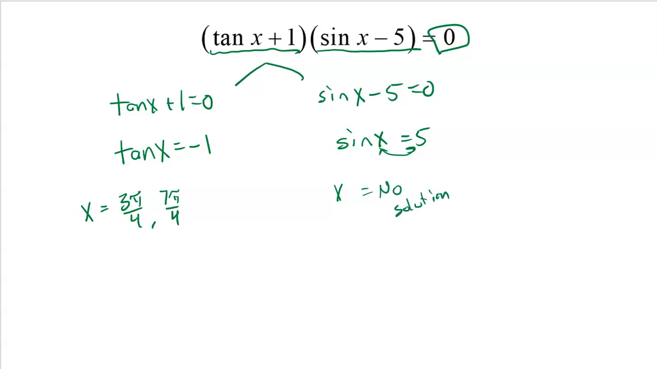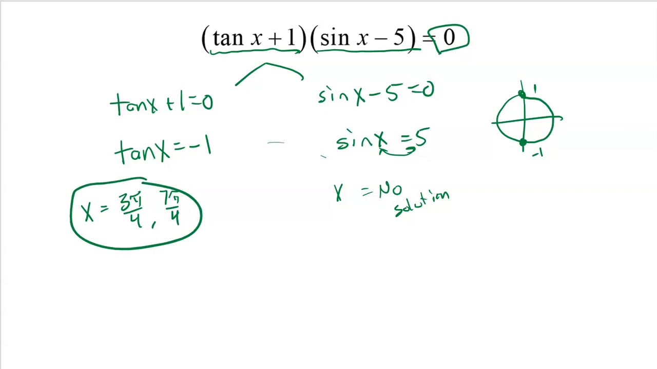Now, if you don't quite understand why the calculator is telling you that, the strategy I told you to use anytime you don't recognize the value from the unit circle is to draw a quick little picture and say, okay, where is the y-coordinate 5? And that's where you're instantly going to say, oh yeah, that can't happen, because on the unit circle, the highest the y value is 1 and the lowest the y value is -1. The y value will never be 5. So that's why there is no solution to sine of x equals 5. So the only solutions to this equation are right there, 3 pi over 4 and 7 pi over 4.